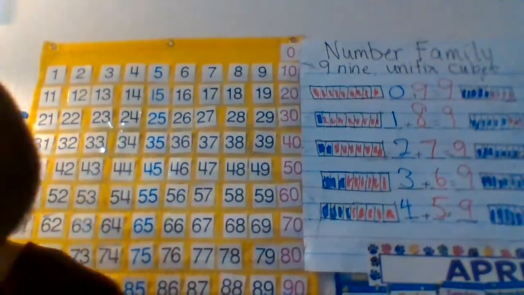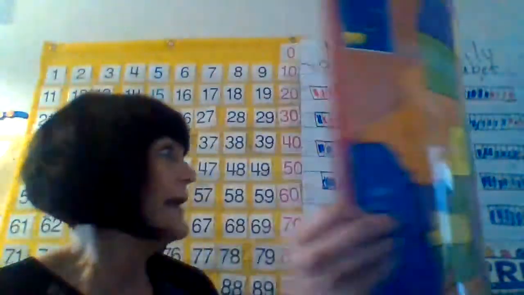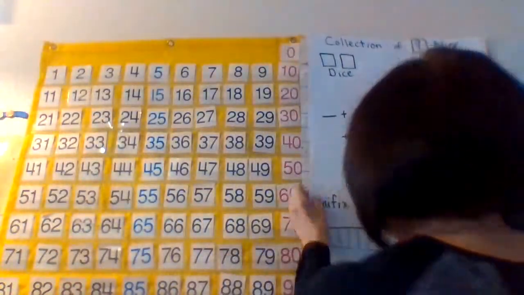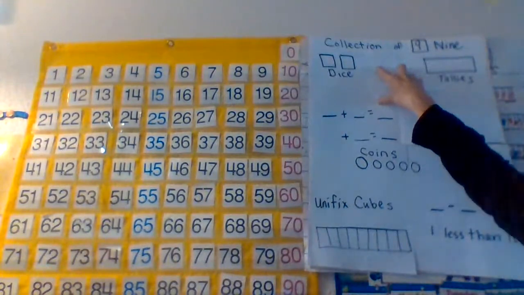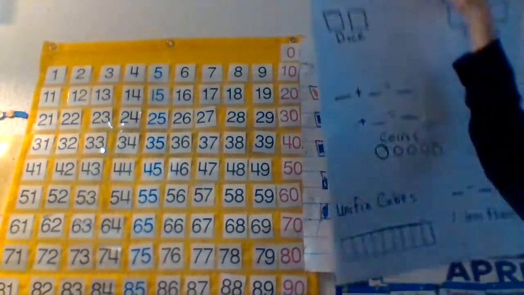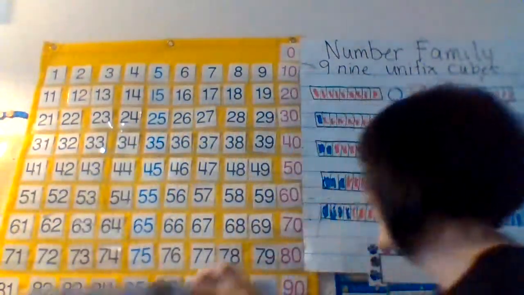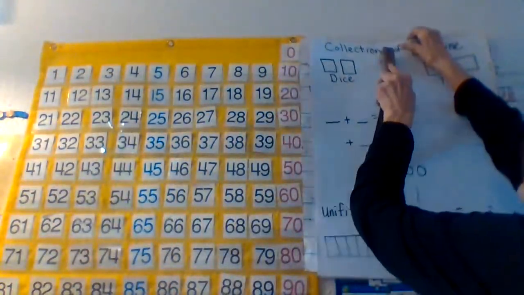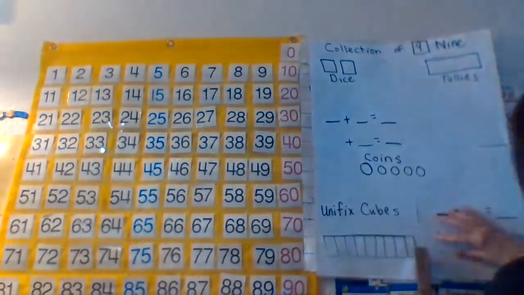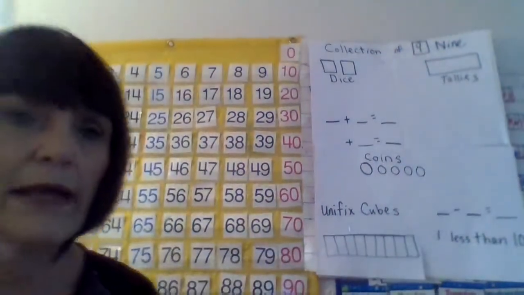All right, now I'm going to do another representation of nine, the number family of nine, but I'm going to do a collection right now. We've done that at school before, but let me hang this board right here over my Unifix cube chart. Let me find my stapler. Where are you, stapler? There it is. All right, that handy dandy stapler. I've had this stapler for a long time and I love it. It works really well.